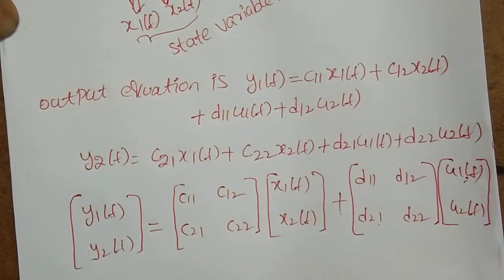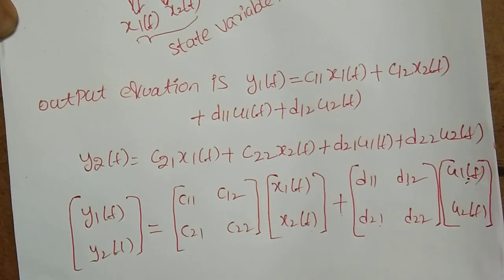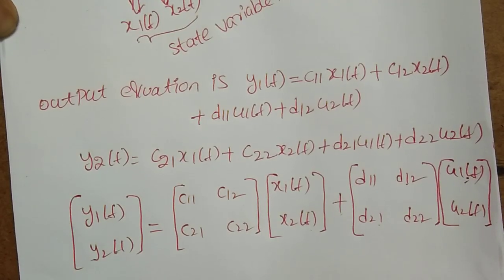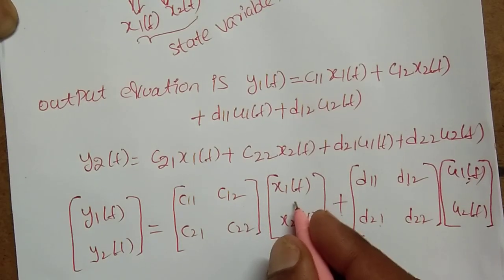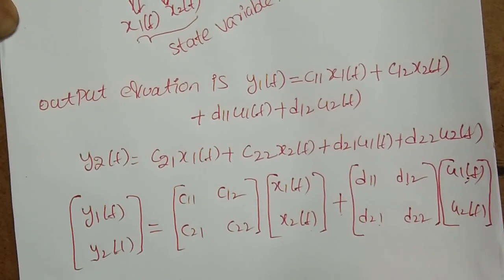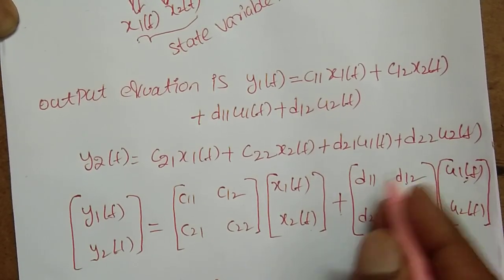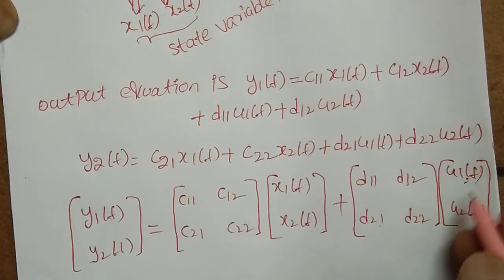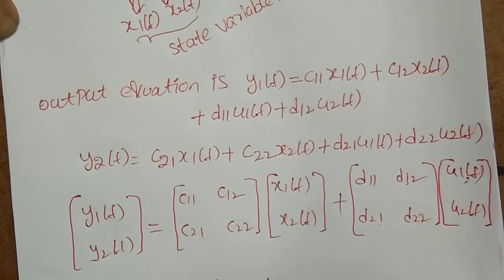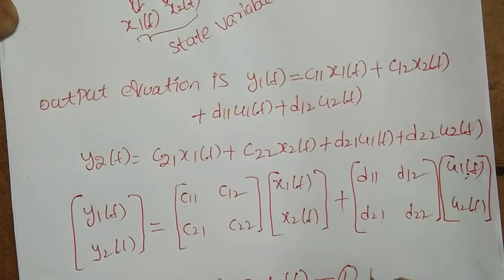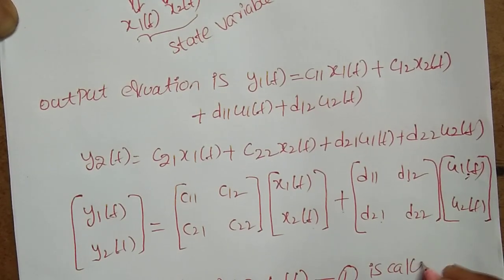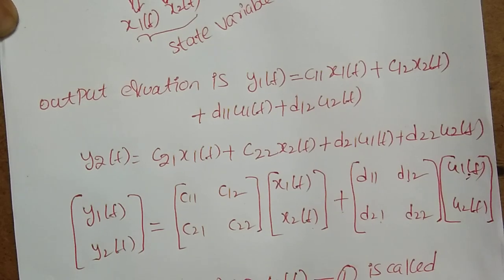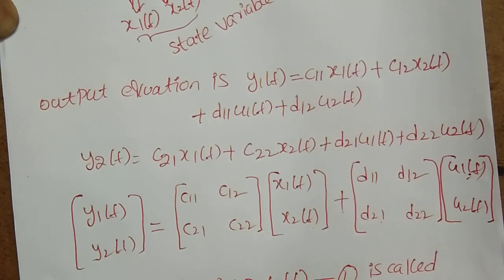Simply, this matrix I am writing as y of t is equal to C matrix times x of t, plus the matrix denoted by D matrix times the input variable u of t. This equation is called the output equation.